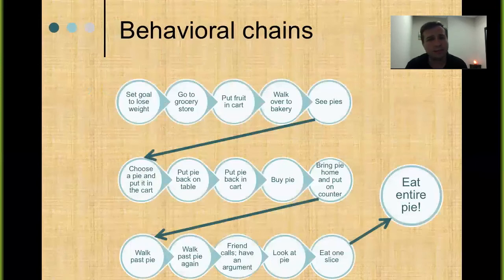We spent a lot of time on behavioral change. This actually is more of a DBT process, but it sort of looks at a step-by-step. This was Dr. Canos's idea, where he had set a goal to lose some weight. He would go to the grocery store, put fruit in the cart, walk over to the bakery, see the pie, choose a pie, put it in the cart, put the pie back on the table, put the pie back in the cart, buy the pie, bring the pie home, put it on the counter, walk past the pie again, friends call, have an argument, look at the pie, eat one slice, then eat the entire pie.